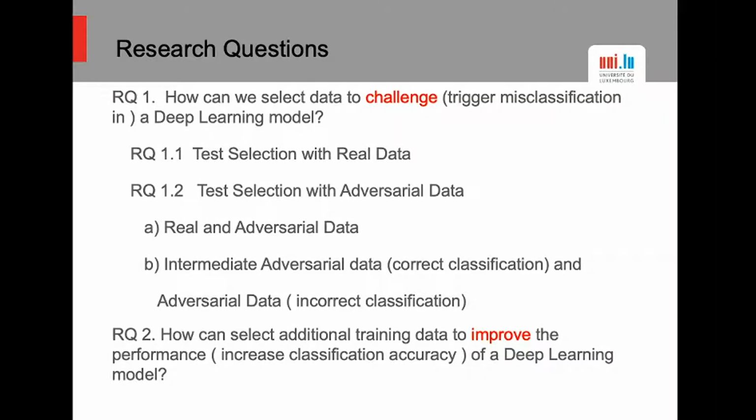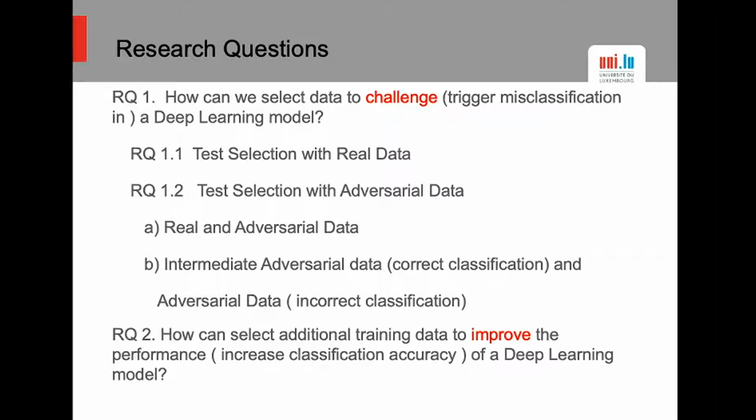In our work, we have 2 research questions. The first research question is how can we select data to challenge a deep learning model by triggering misclassification. For this research question, we have 2 sub-research questions. We compute the point-biserial correlation between misclassification and the test selection score. For the first sub-research question, we consider test selection that only uses the real data.